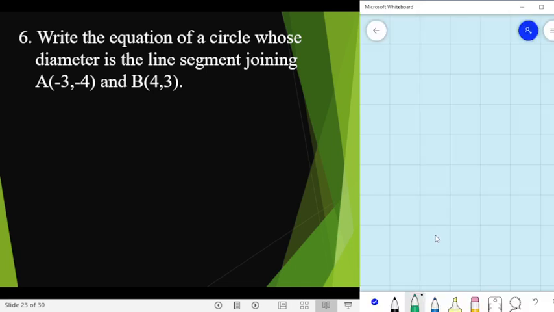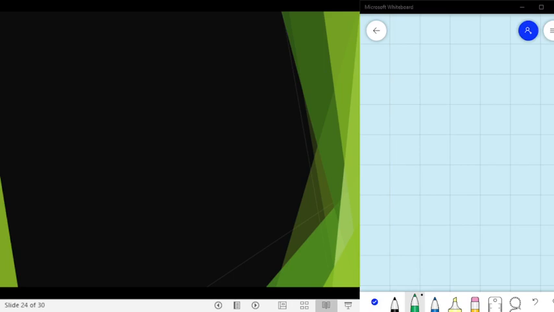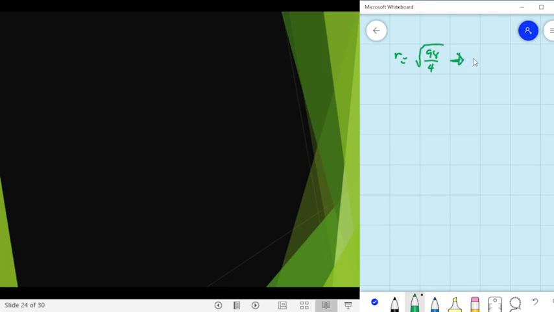So that means our r is the square root of 98 over 4. Therefore, it would imply that our r squared is equal to 98 over 4. Not 49. Check. Okay?